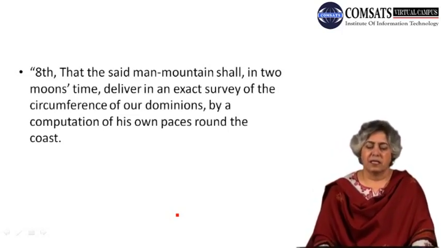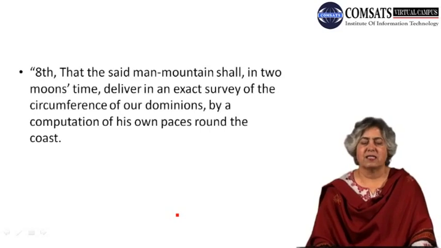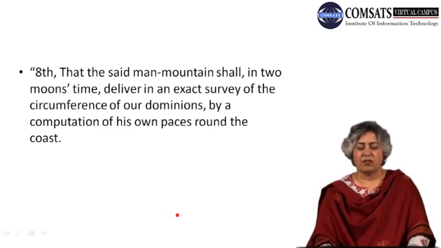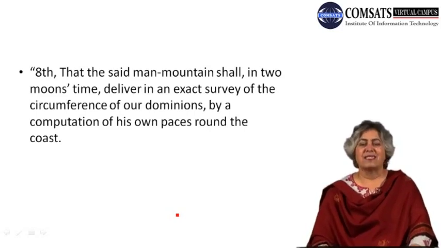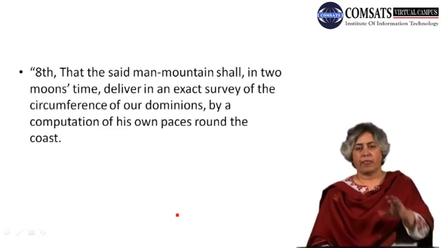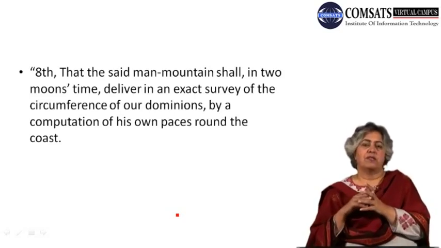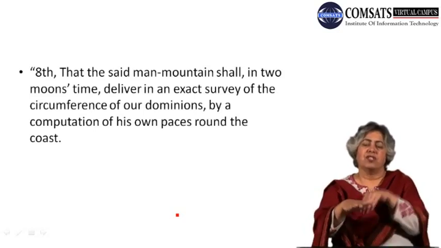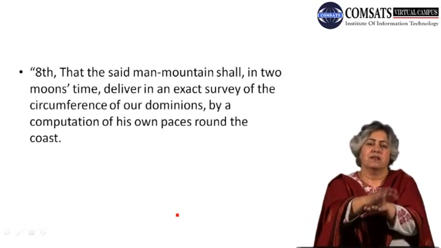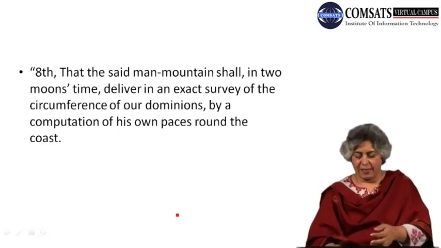The 8th article is that the said man mountain shall in 2 moons' time deliver in an exact survey of the circumference of our dominions by a computation of his own paces round the coast. So Lilliput is an island. What the emperor wants him to do is to walk around the island and measure his dominion, measure his island.